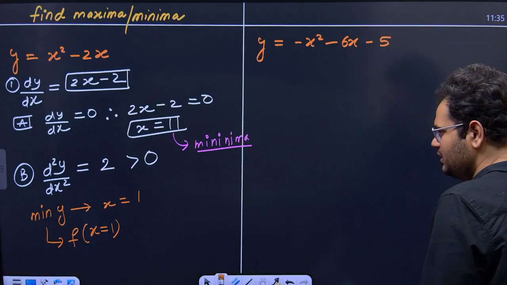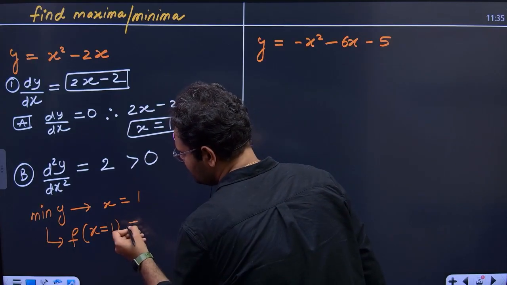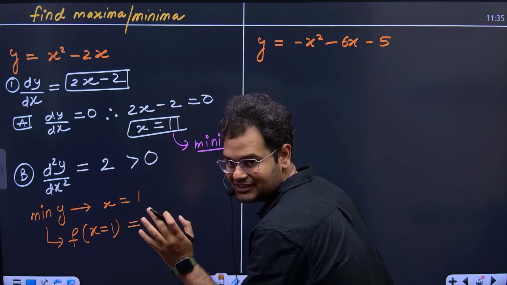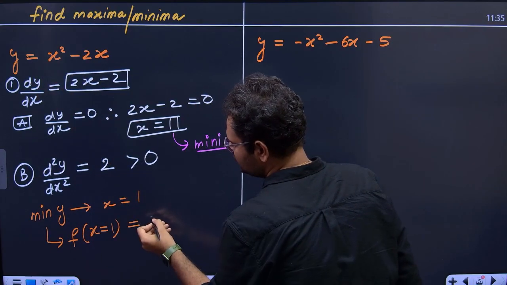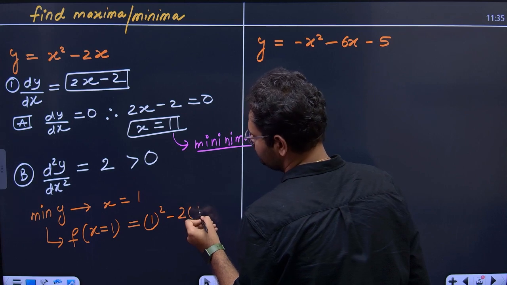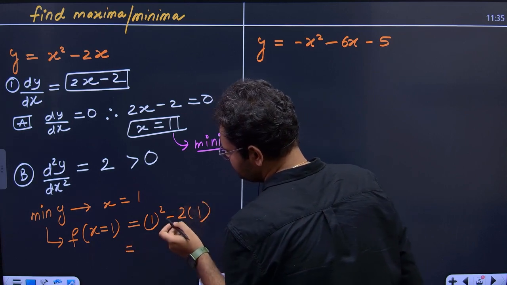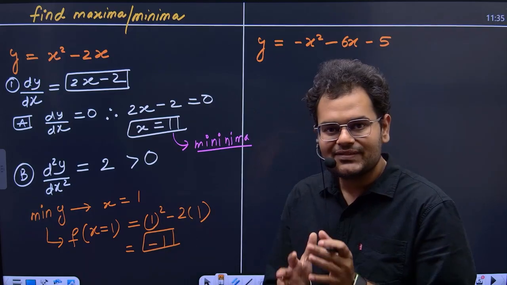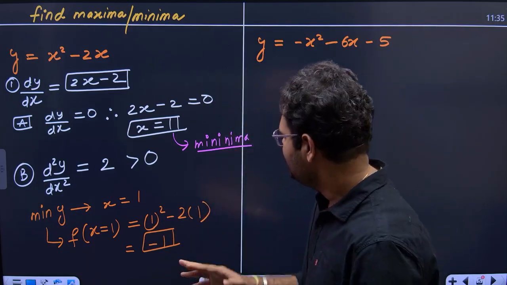So what is the answer then? If x equal to 1 is substituted, what will I get? In the function you have to substitute. Here is the function. So it is 1 square minus 2 into 1. How much is it? It is 1 minus 2, that is minus 1. So minus 1 is the minimum value, and where does that minimum value take place?